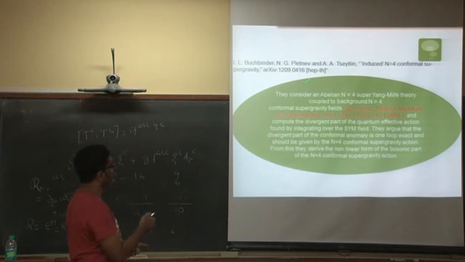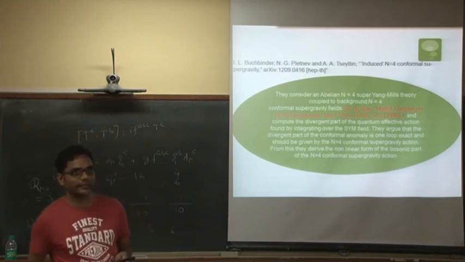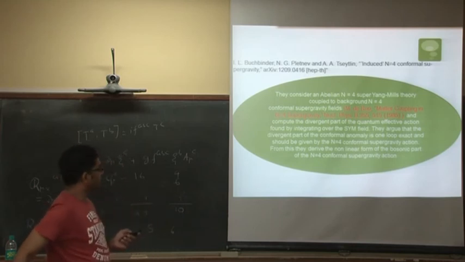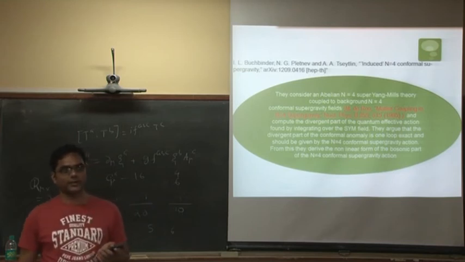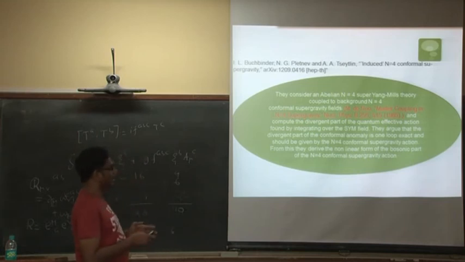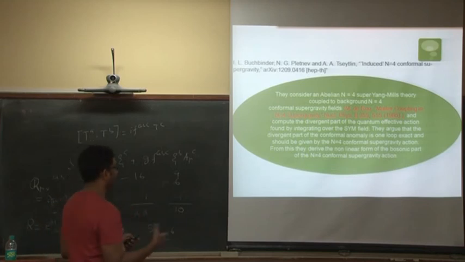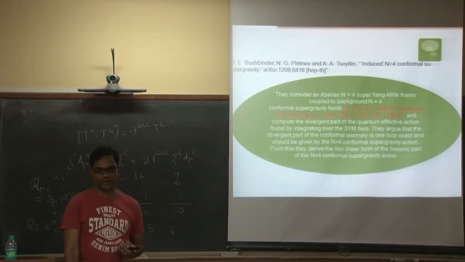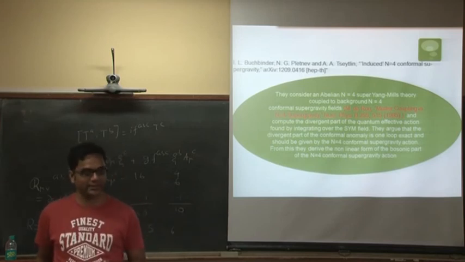However, what they did is they took that action and they integrated over the vector multiplier fields, and they argued that the divergent part of the conformal anomaly is one loop exact, and it should be given by the N equal to 4 conformal supergravity action. Right? So this is what they did, and from there they derived the nonlinear form of the bosonic part. The bosonic part of the conformal supergravity action they derived.